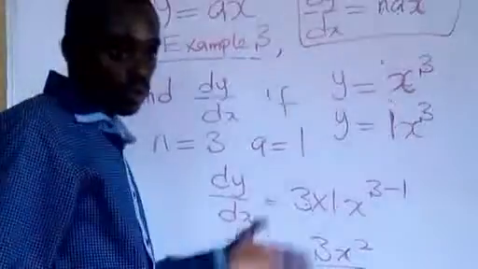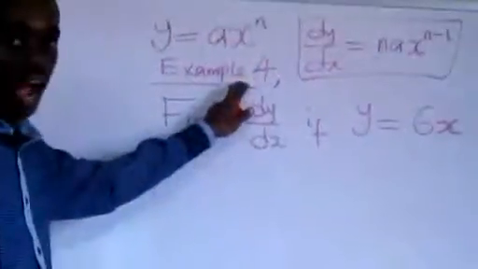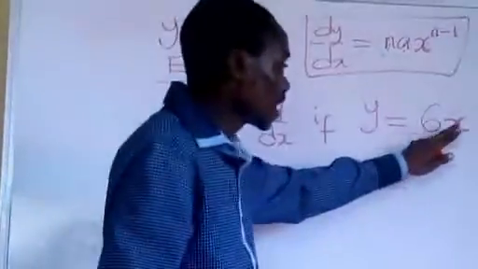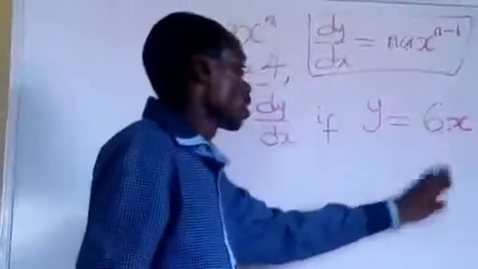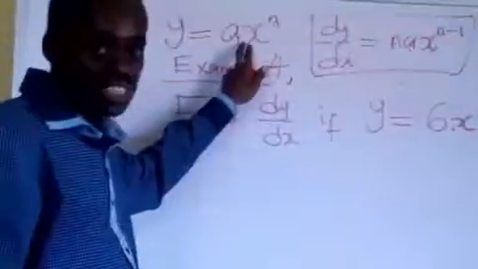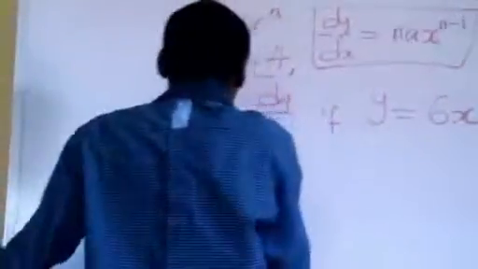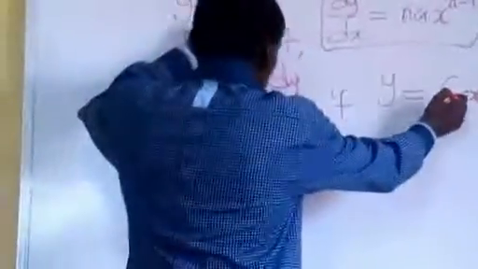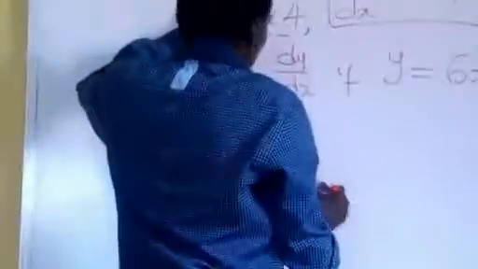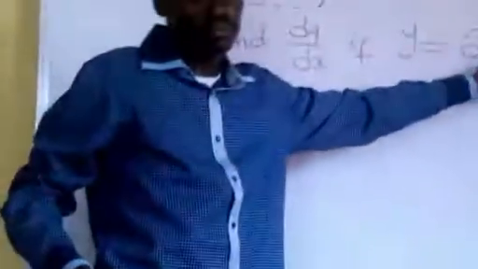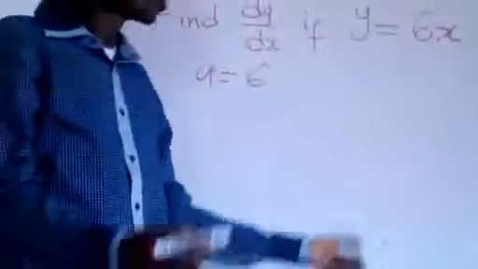Example 4. We're asked to find dy/dx if y is equal to 6x. So comparing it with the general form, we have that our a is 6. A is equal to 6. But what about our n? There's no number here. What is going to be our n?